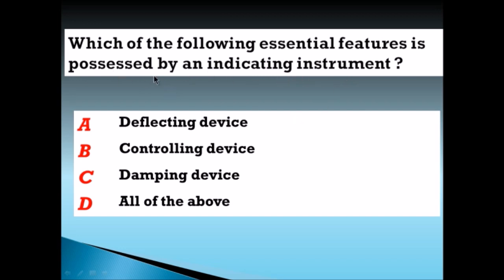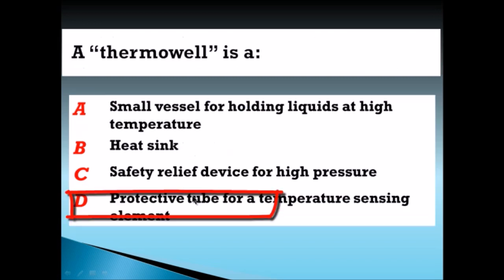So indicating instrument के कौन से features होते हैं? It is a deflecting device, controlling device, damping, all of above. So all the qualities are there in the indicating instrument. So answer is all of above, D.